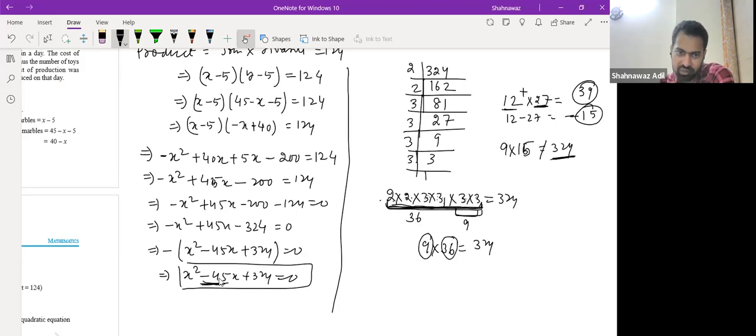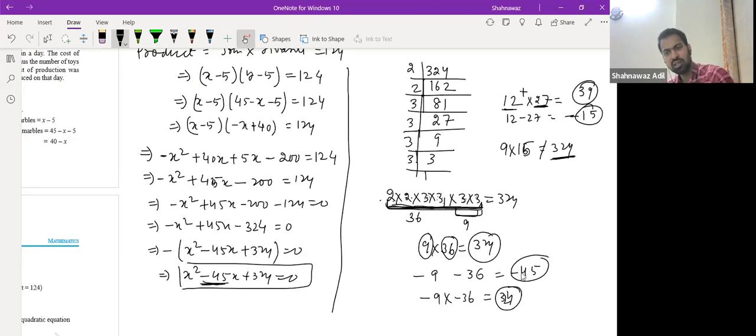So can I get 45 from 9 and 36? Yes. If I take minus 9 and minus 36, I will get minus 45, right? And if I multiply minus 9 into minus 36, I will get 324. So both conditions are fulfilled, right? We have only two conditions and they are fulfilled. So I will have minus 9 and minus 36.